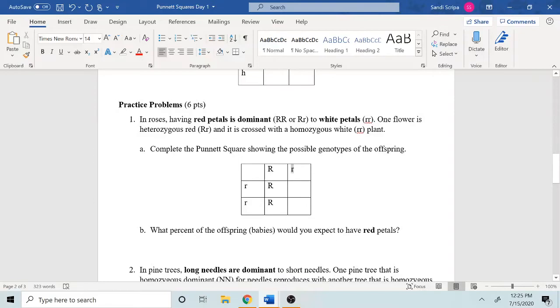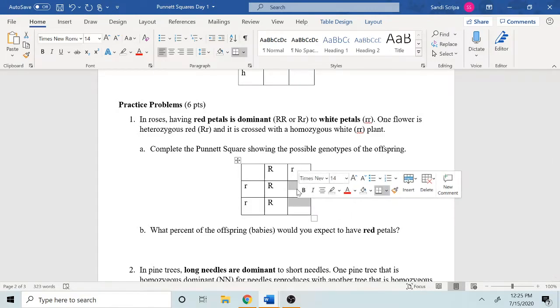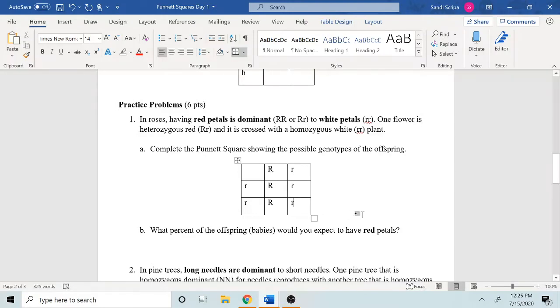So I just took this big R and I went all the way down with it. And then we can do the same thing with this column. So we've got a little r at the top. We're going to put the little r in the bottom 2 boxes also. So I'm going to type in little r, little r. All right, so we're halfway done. We did the top part, right? We did those 2 r's.